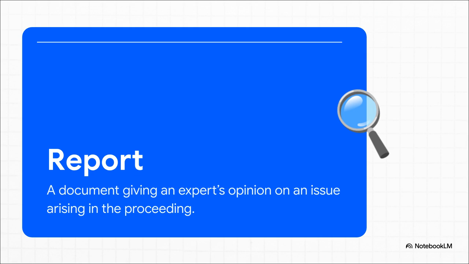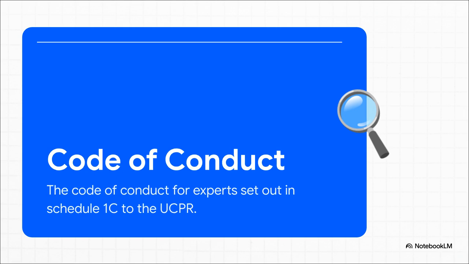Next, the report. Simple enough, right? This is the official document where that expert's opinion is all written down. Under these rules, that report often becomes the expert's main evidence, which means its structure and what's inside it are incredibly important. And finally, the Code of Conduct. Look, this one is absolutely non-negotiable. It's in Schedule 1C, and it spells out that an expert's number one duty is to the court, not their client. Every single report has to include a statement from the expert saying they've read the code and agreed to it. You have to be familiar with this.